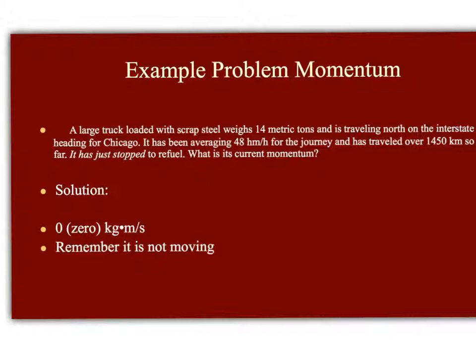Now do remember that momentum equals mass times velocity. Because the truck has just stopped and our velocity is 0, we would have a momentum of 0. So just be aware that if we have an object that's not moving, there will not be a momentum attached.